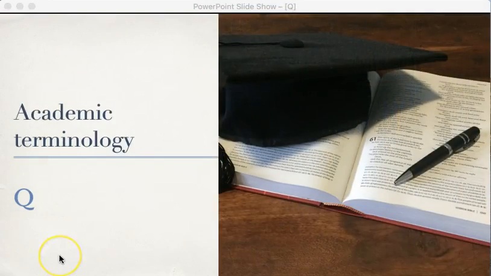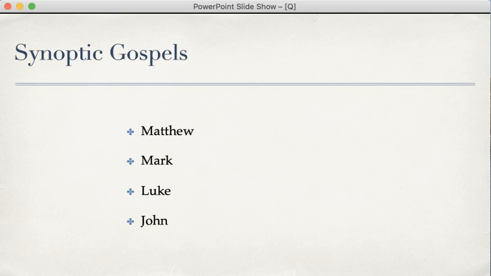In previous videos I've also talked about the academic term Deuteronomistic, and in this video I'd like to go to the other end of that spectrum and look at an academic term with a single letter. It is known as Q. It's a term that we come across in New Testament studies in reference to the Gospels.